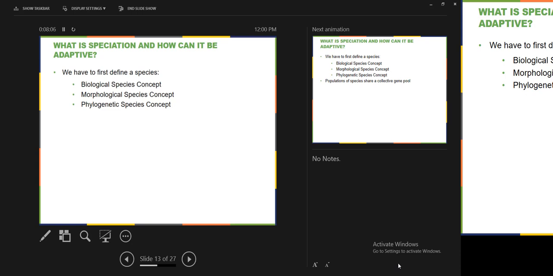Any other values you can see to the biological species concept? Zonkey? Zorse. It's a good one. Yeah, Allison. Absolutely. Yeah, so it's objective, and it's also very easy to record those data, right? Very easy to record those data. Good. What are some limitations of the biological species concept?